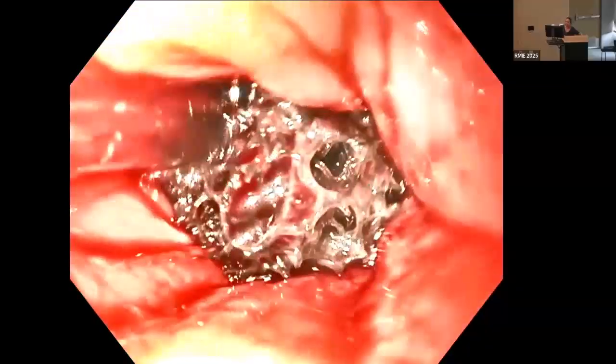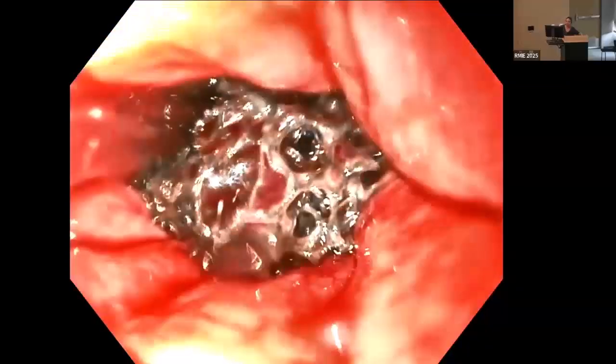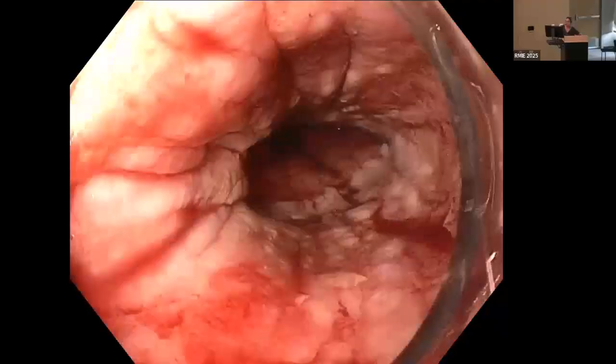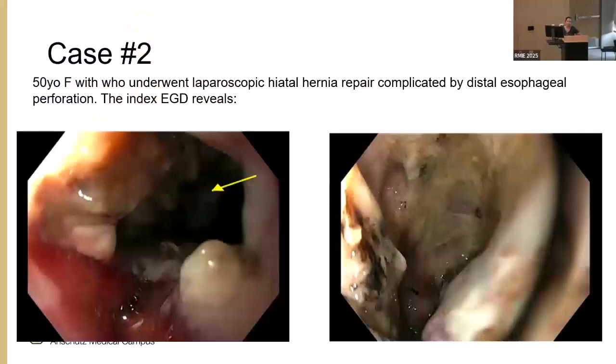All right, there it is. So once it's in place, then you bring your endoscope out, you do your nasal transfer, and then bring them back for a sponge exchange. That patient's actually still undergoing his sponge exchanges, so I wasn't able to show you his final resolved defect.